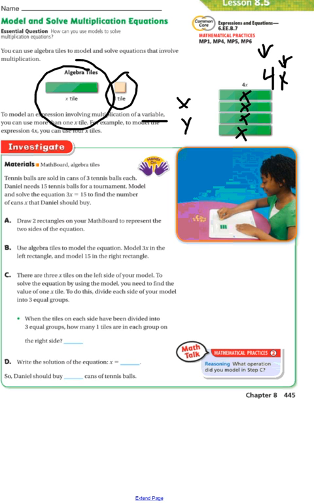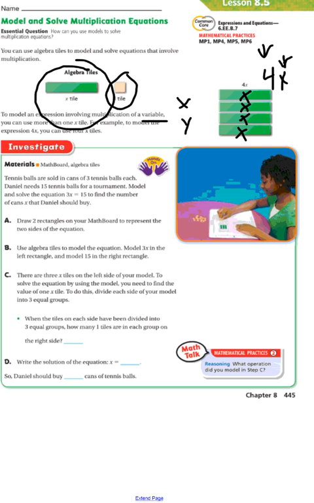A. Draw 2 rectangles on your math board to represent the 2 sides. So let's add this. We're just going to draw a line between the 2 sides. B. Use algebra tiles to model the equation. Model 3x in the left rectangle and model 15 in the right rectangle.